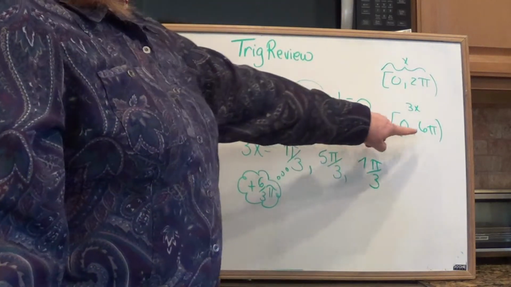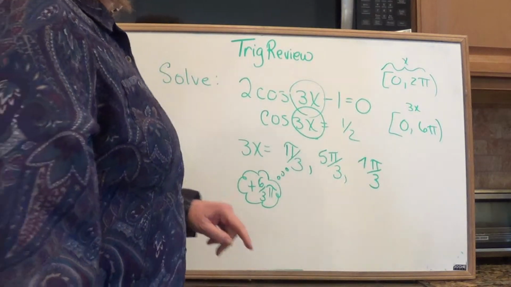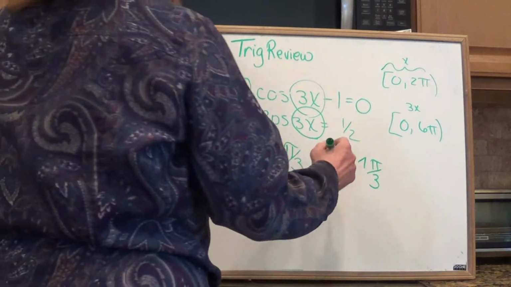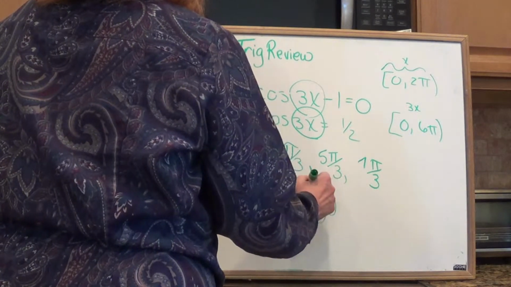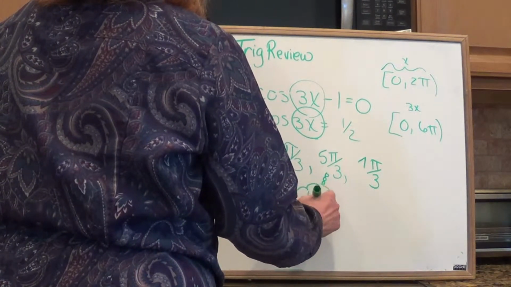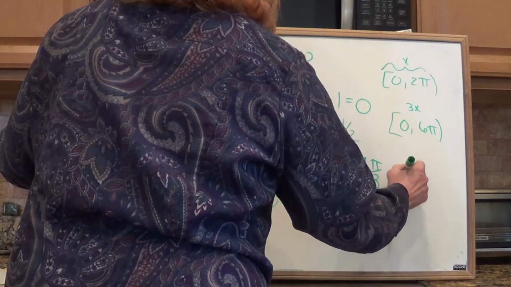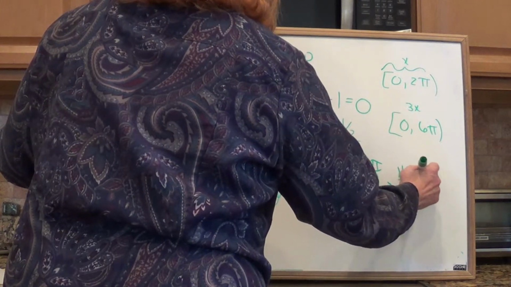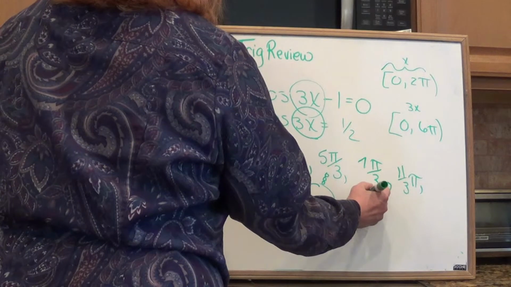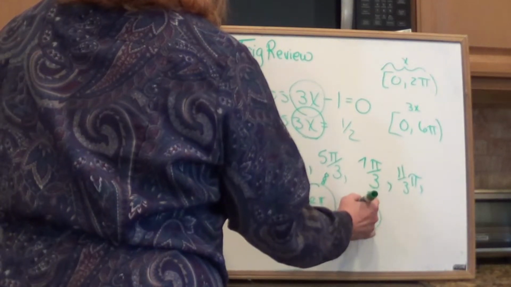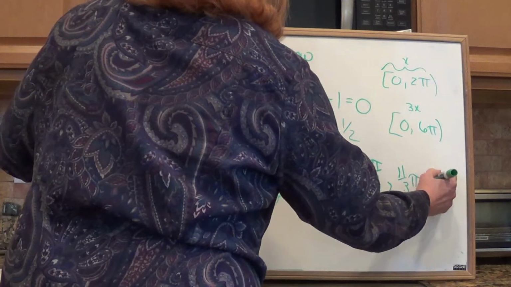Is that out of range? Is 7/3 past the number 6? It is not. So now I'm going to spin this one, and I'm going to add 6/3 pi. 6 and 5 is 11/3. And then I'm going to spin this one by adding 6/3, which gives me 13/3.